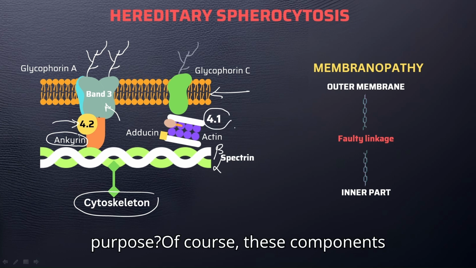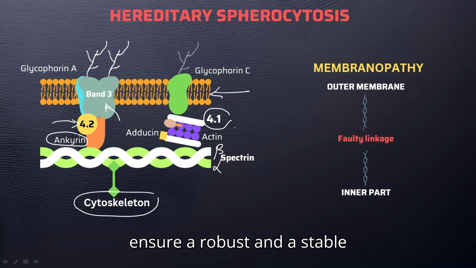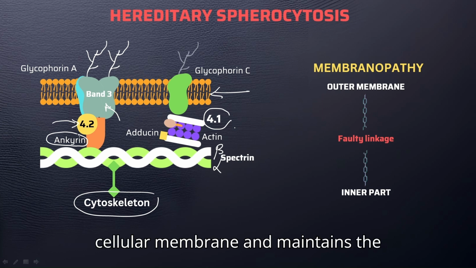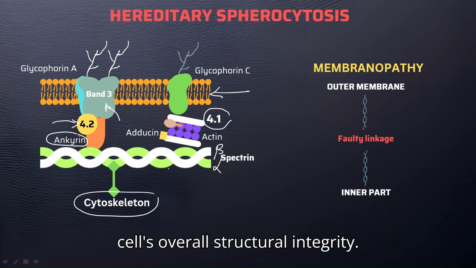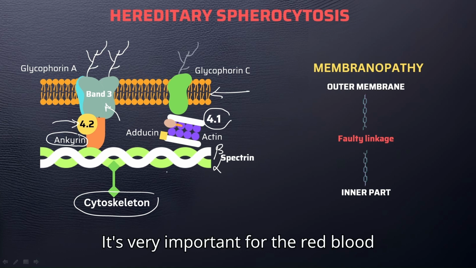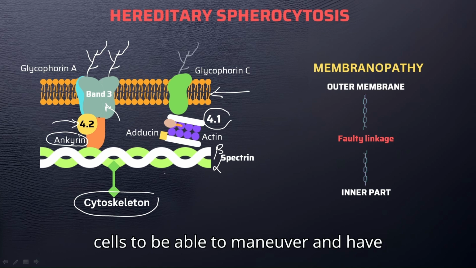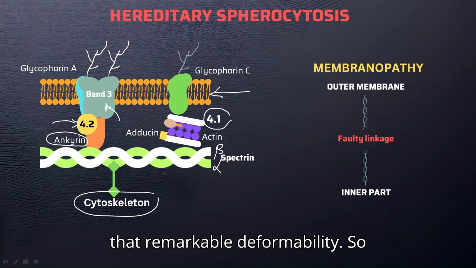So what is the purpose? Of course, these components ensure a robust and stable linkage that fortifies the cellular membrane and maintains the cell's overall structural integrity. It's very important for the red blood cells to be able to maneuver and have that remarkable deformability.